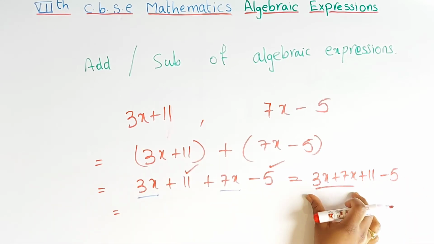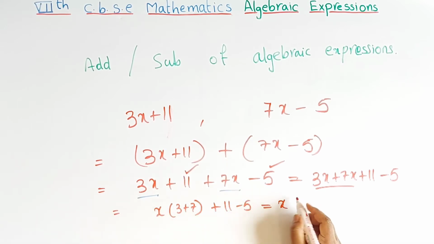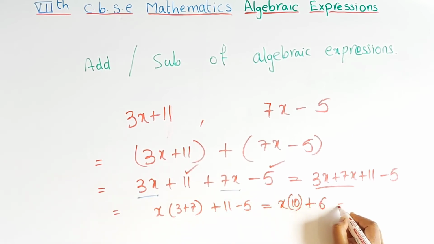We have already learned how to add terms. Take x common, 3 plus 7 inside, plus 11 minus 5. Right, children? x is here and 10 inside, right? 3 plus 7 is 10. Plus 11 minus 5 is 6. 10 into x is 10x. Plus 6 is the answer.